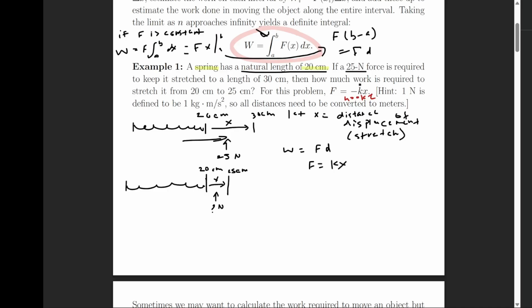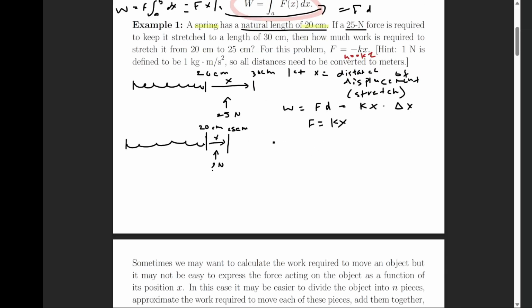Normally, sometimes it's negative because it's getting squished. If we're squishing the spring and making it smaller, the force would be negative. But since we're stretching it out, it's going to be positive. Just an FYI there. So because of that, work can also be rewritten as kx times our distance. And in our case, our distance will be delta, right?